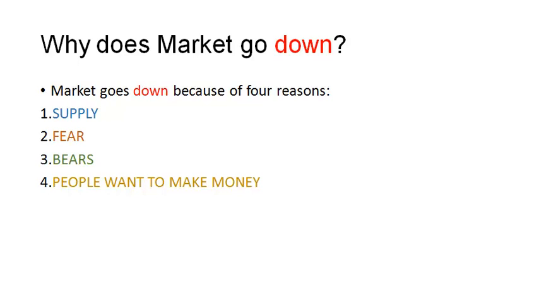Now, having defined why the market goes up, we are going to define why the market goes down, and the bipolar opposite of why the market goes up is why the market goes down. The market goes down because of four reasons: supply, fear, bears, and people want to make money. If there was no supply, and if the supply did not exceed demand, the price would not go down, right?